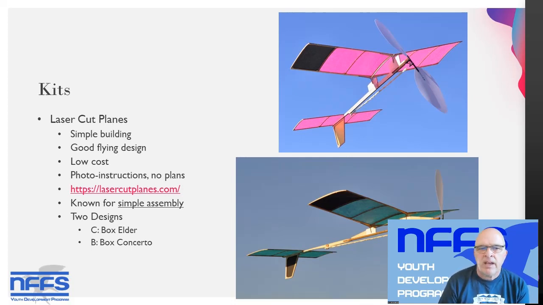It's all balsa. He's got photo instructions, but because of the self-jigging nature of it, he doesn't have plans with the plane. Just a very detailed instruction manual. He does aim the manual at students, and it's known for simple assembly. I highly recommend John's kits. He has two kits this year, the Box Elder for C and the Box Concerto for B. They should prove to be both very good flying planes, and he has improved his offering on the propeller on both of these. We'll find that the propeller is key to success once you have a decent flying airplane.